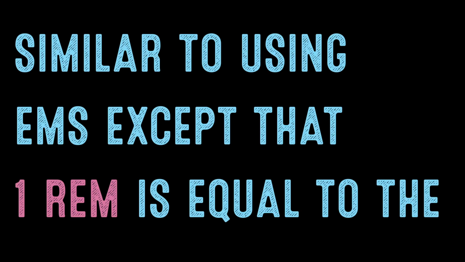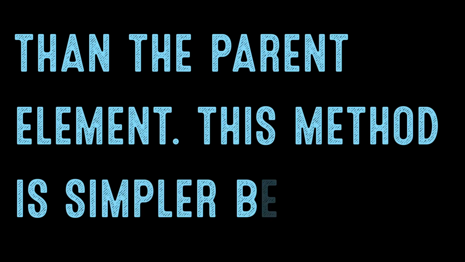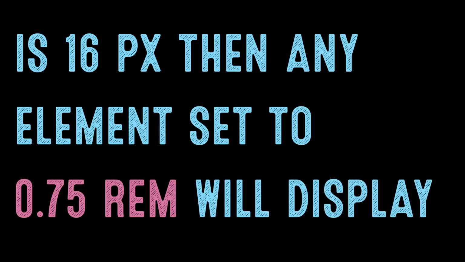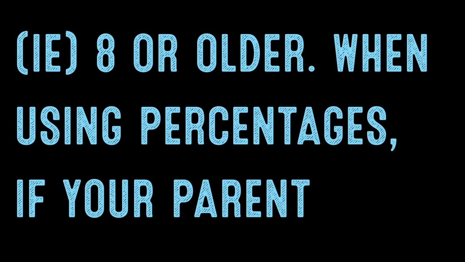Using rems is similar to using ems, except that 1 rem is equal to the font size set on the root element of the document rather than the parent element. This method is simpler because it becomes easier to work out the different relative font sizes. So if the font size on the root element, HTML, is 16 pixels, then any element set to 0.75 rem will display as 12 pixels. Rem is not supported by Internet Explorer, IE8, or older.